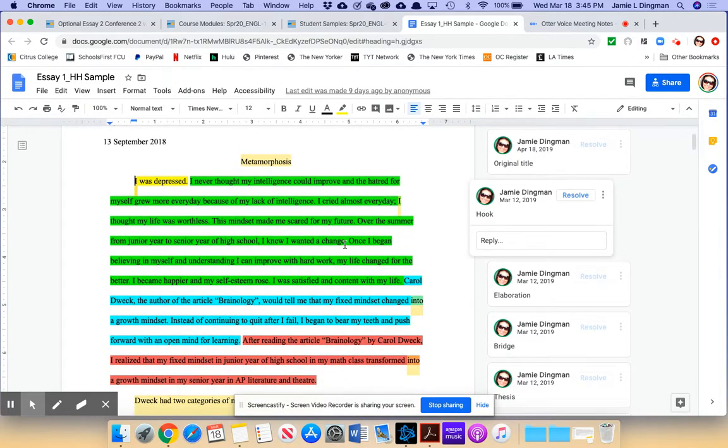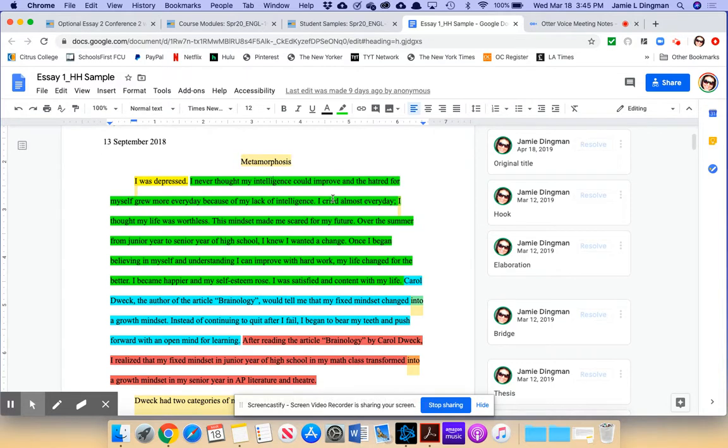And thesis statements should follow the pattern of topic, claim, and evidence. I should clearly be able to see what your topic is. You should be making a claim about that topic, and you should have evidence listed that supports the claim you're making about that topic. Let's see if her introduction fits that pattern. And so far, I see a hook. So, yes. Now she's going to elaborate.